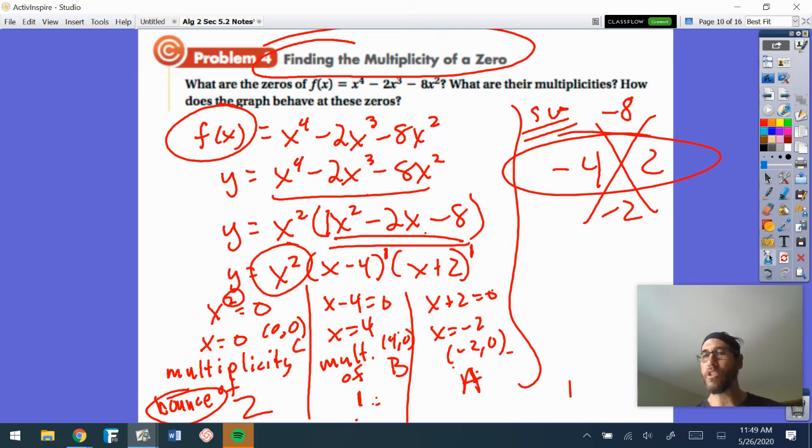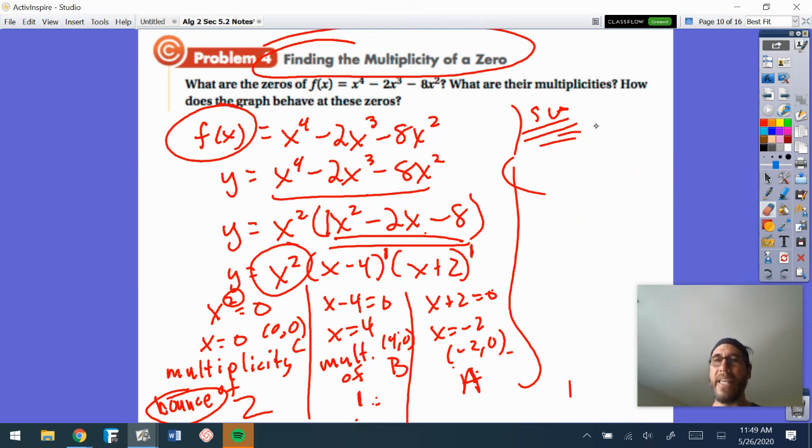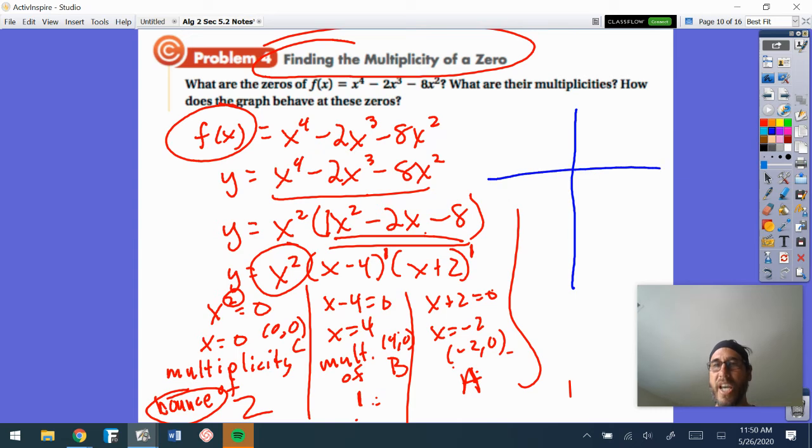Now, what the heck would this look like graphically? Let's go ahead and take a look. Okay, I've got to erase for us to be able to do that. Come on, get rid of this stuff. All right, so if it has an even multiplicity, it bounces. If it's got an odd multiplicity, it goes through it. Look, what the heck would this look like? Let's check it out. All right, so we have 0, 0. Okay, what did I call that? I called that C. We have 4, 0. We called that B. We have -2, 0, and we called that A.